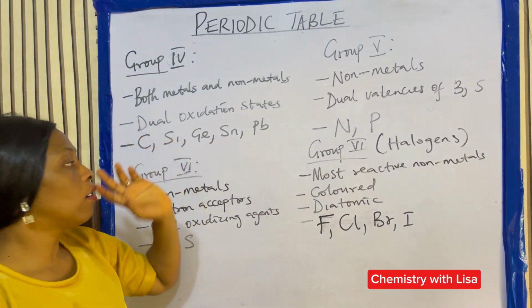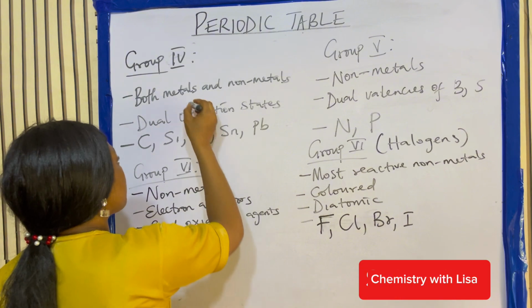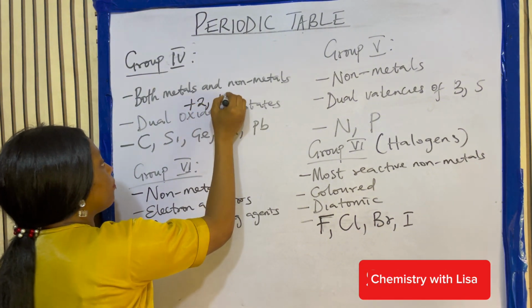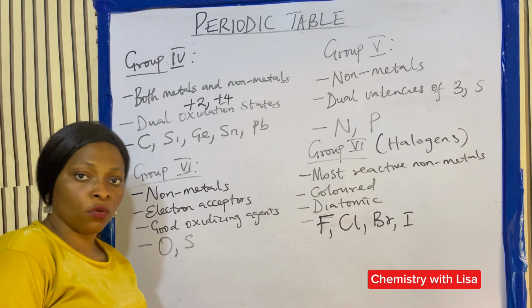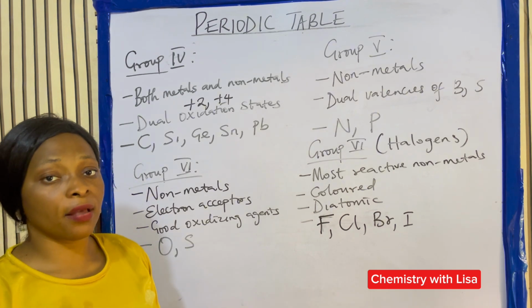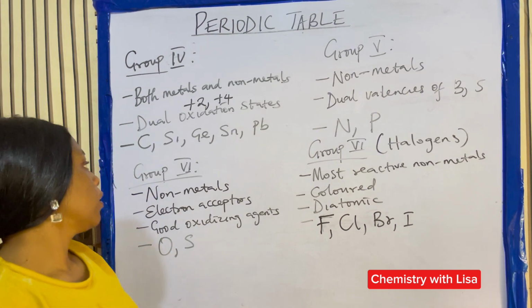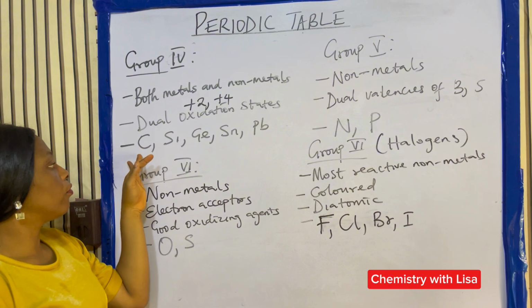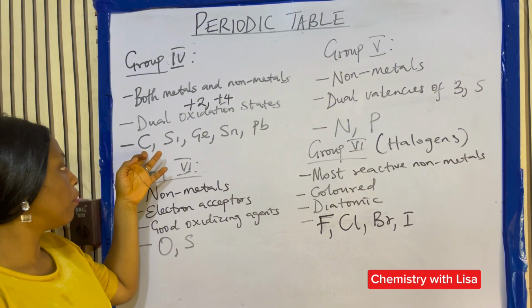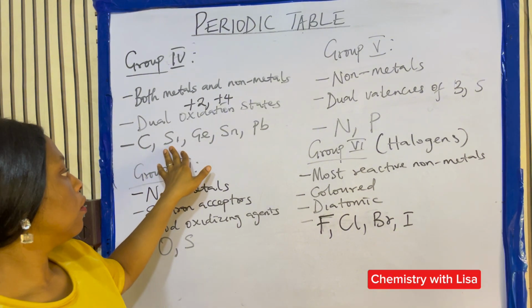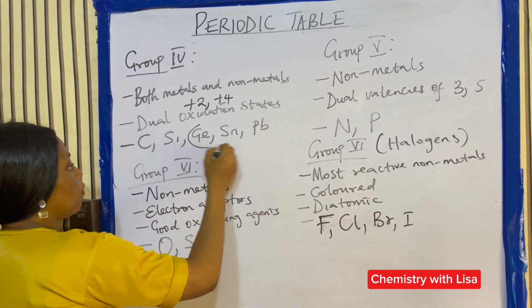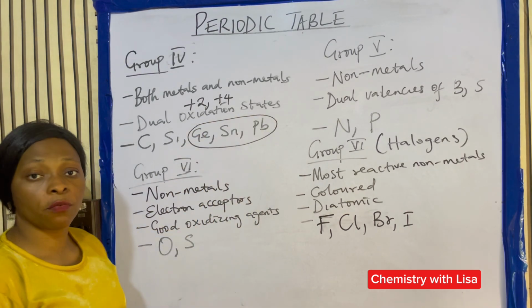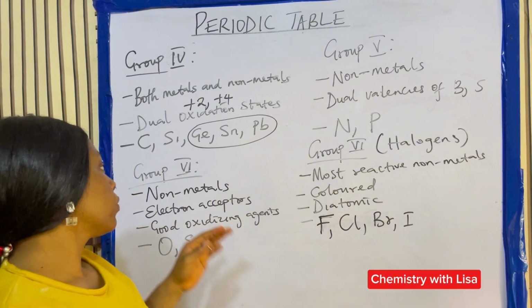They have dual oxidation states. Usually the oxidation states are between +2 and +4. While some elements are stable in +2, some other ones are stable in +4. Now, elements in this group 4 include carbon and silicon. Now, these other ones are outside of your syllabus, but I just put them here for you to know.